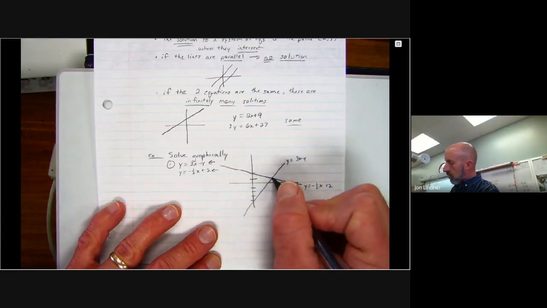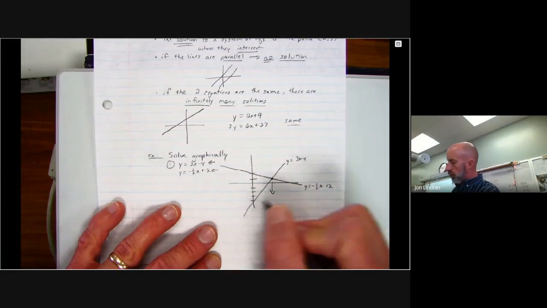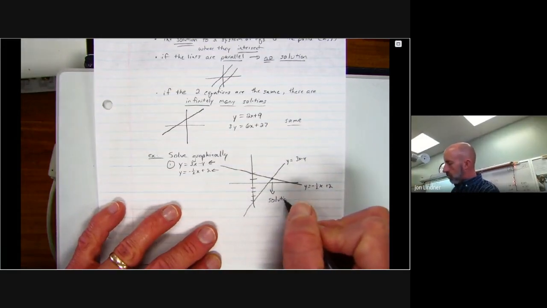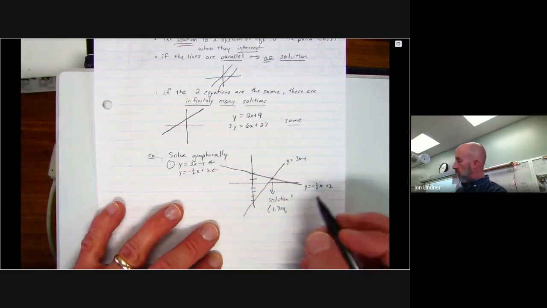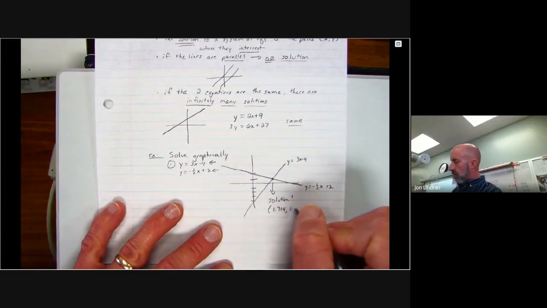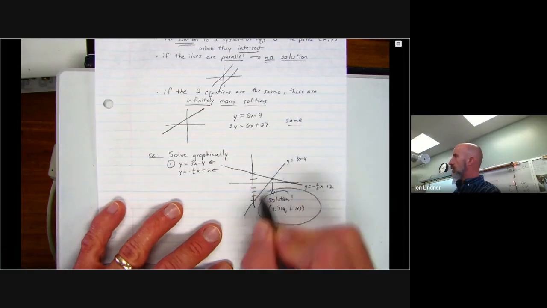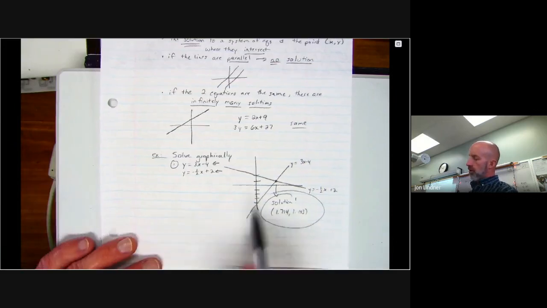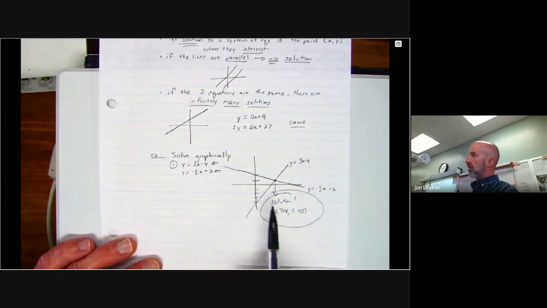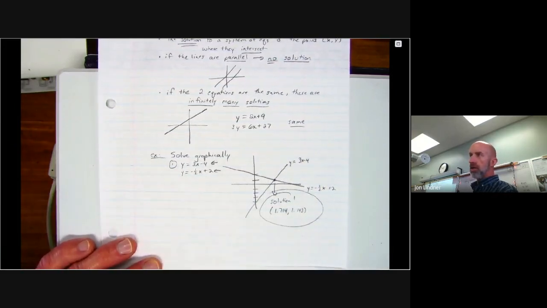And my point of intersection, the solution, according to Desmos, the x coordinate was 1.714. The y coordinate was 1.143. This is your solution. And I'd like to see something like, just like I have on my paper, when you do these problems tonight for homework. There's not going to be very many of them.